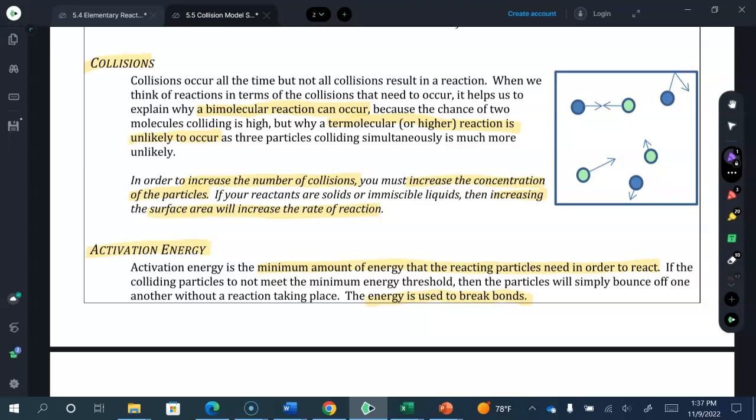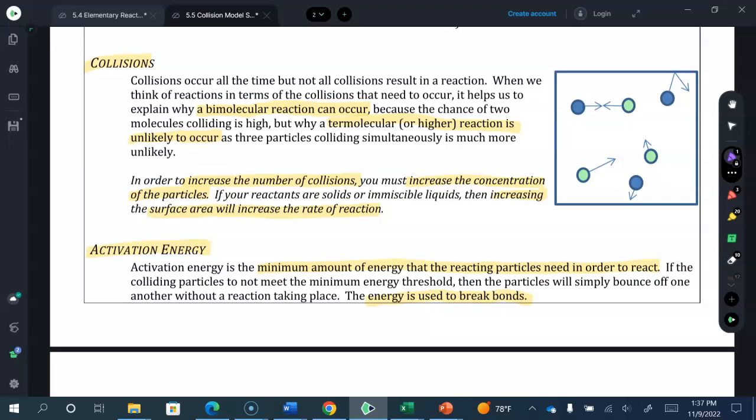So collisions occur all the time, but not all collisions result in a reaction. When we think of reactions in terms of collisions that need to occur, it helps to explain why a bimolecular reaction can occur, because the chance of two molecules colliding is pretty high, but why a termolecular or higher reaction is unlikely to occur, as three particles colliding at the same time is much more unlikely. It's statistical: it's more likely that you can have two hit in just the right way than to have three orient themselves, like a three-legged foot race, and actually make that work, right?